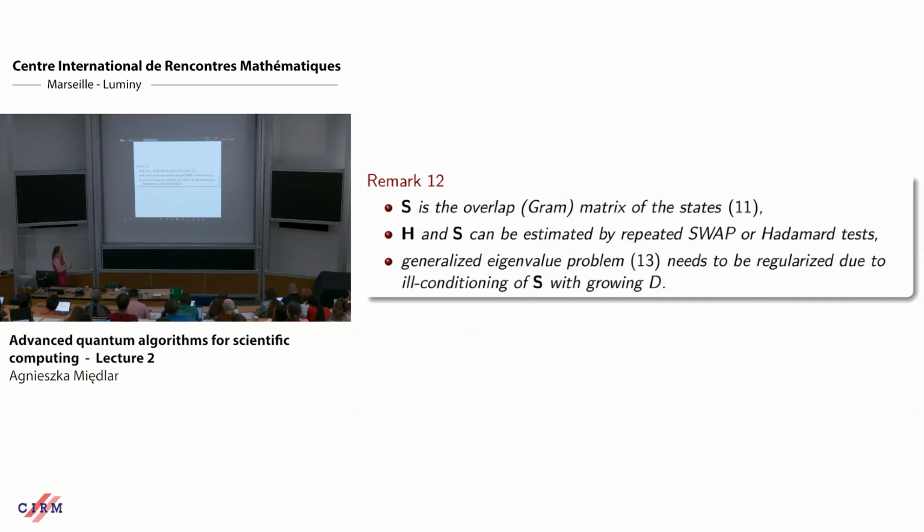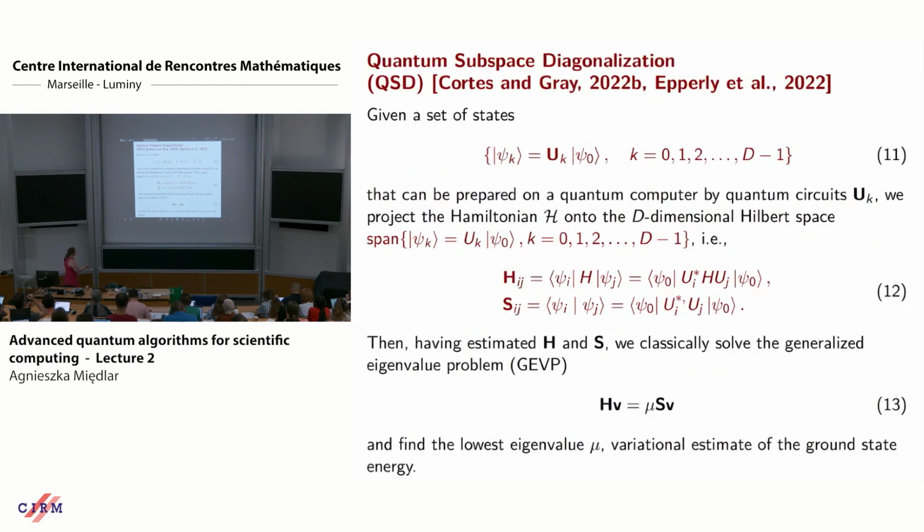So we can estimate those matrices, and I will show you how the entries can be estimated by a repeated swap or Hadamard test. But it's a generalized eigenvalue problem, which causes an additional difficulty: this matrix S may be ill-conditioned, so you may have to regularize. It's an ill-conditioned small problem, so there is an additional component.